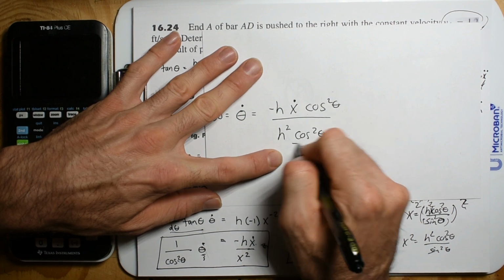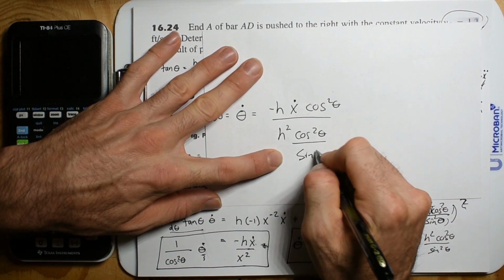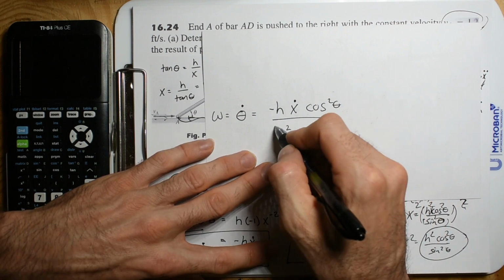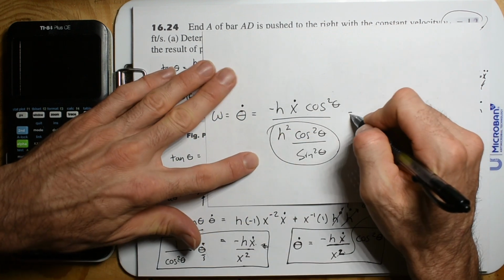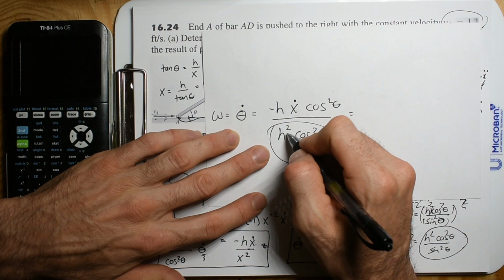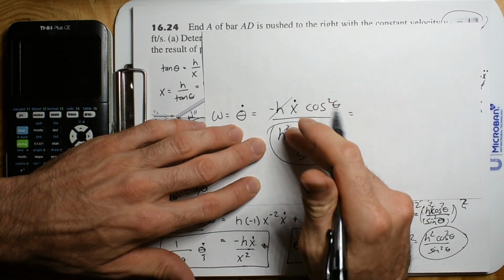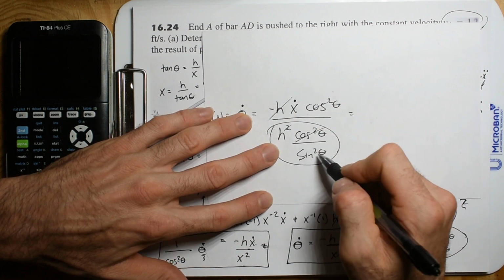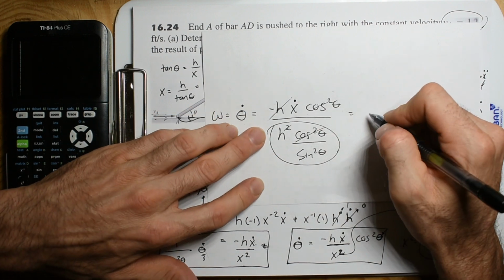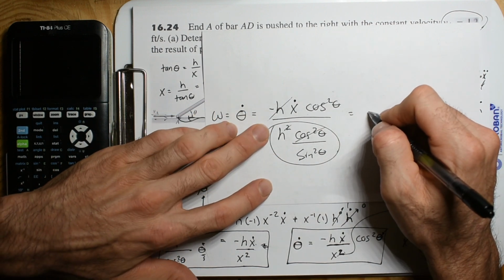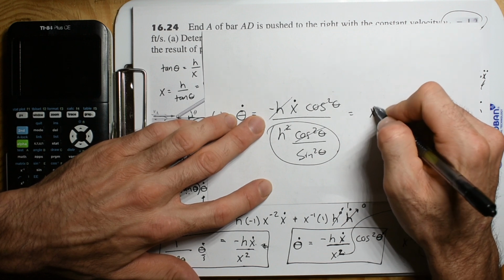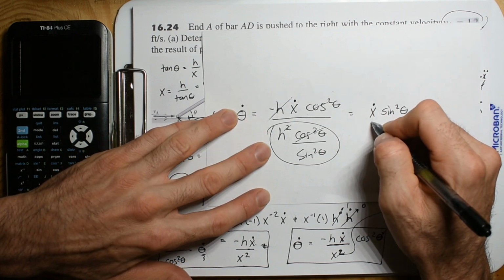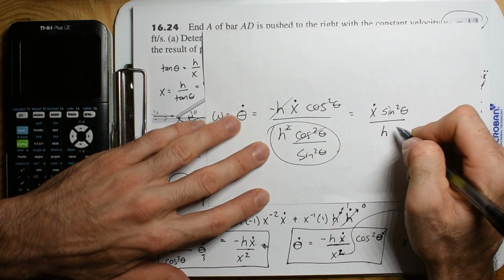Cosine squared theta divided by sine squared theta. So that's that x squared term. I just put it right there. So now we can cancel some things out. This h cancels with one of those h's. These cosines cancel, and then the sine goes to the top. So we're going to have x dot sine squared theta divided by h.